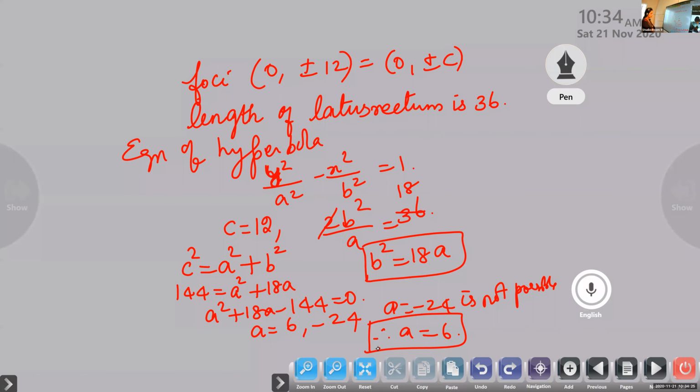Okay. So what is the equation? Aparna. Ma'am, y square by 36 minus x square by 108 is equal to 1. Is it correct, Achyut?